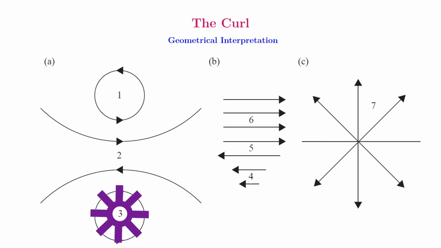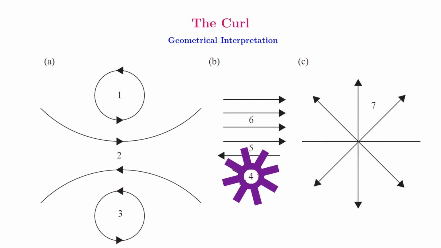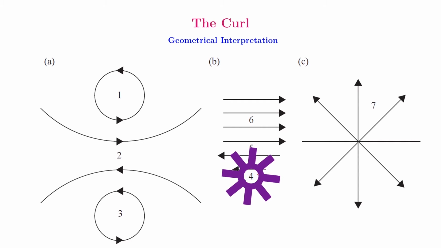At point 4, you can see that there is a change in strength of the field as indicated by the length of the arrows. Shorter length of the arrow indicates smaller field strength and larger arrow length indicates larger field strength. Hence, when we place a paddle wheel at point 4, it rotates in the anti-clockwise direction. That means that at point 4 also there is a finite non-zero curl.